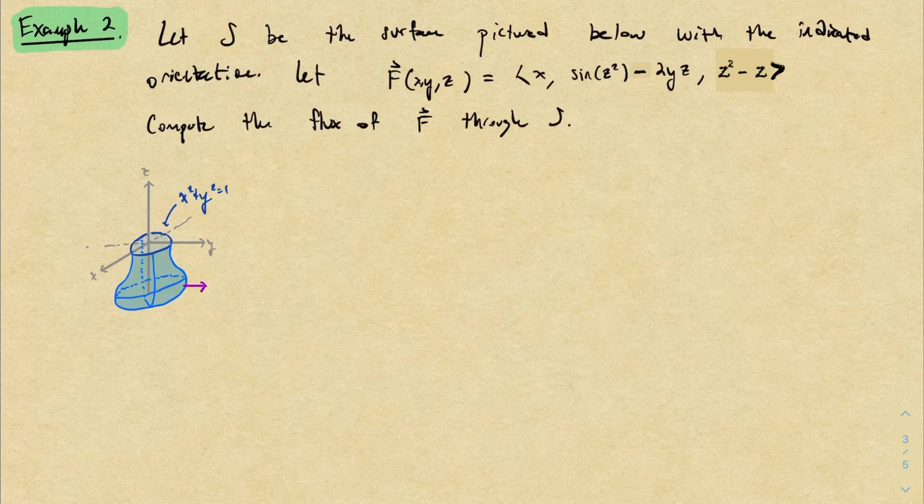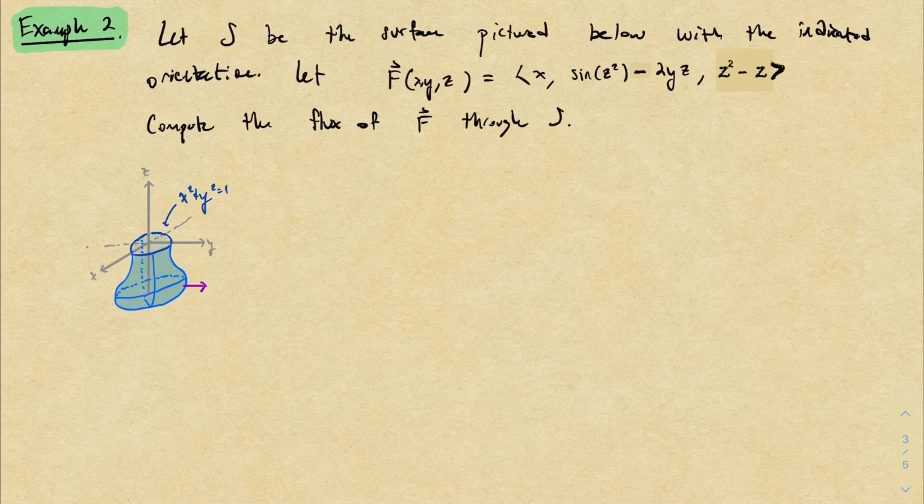We're also given a vector field F, and the goal of the problem is to compute the flux of this vector field through the surface. Now, right off the bat, you can probably tell that we're going to have to do something clever, because there's no way for us to compute the flux directly, because we don't know what the surface is. It's just a picture. So there would literally be no way to parameterize the surface or anything like that. So we're going to have to do something.